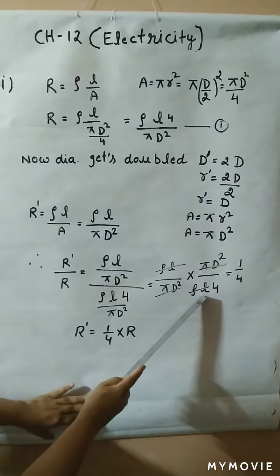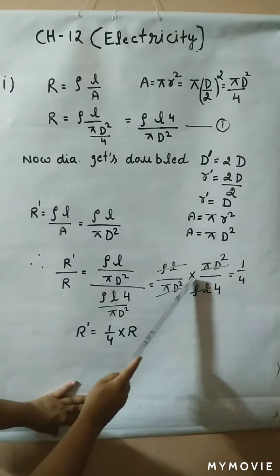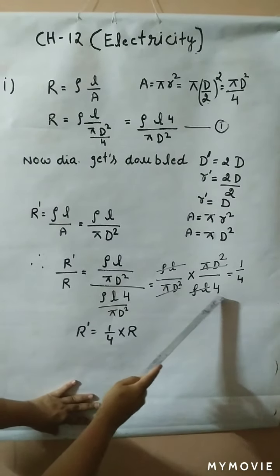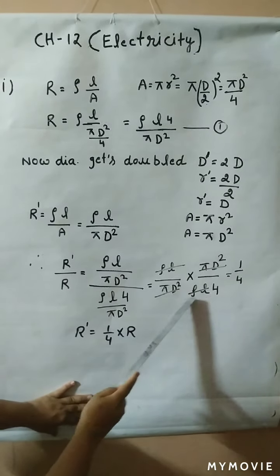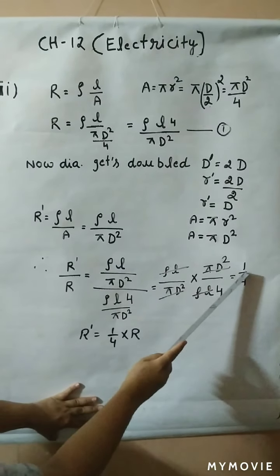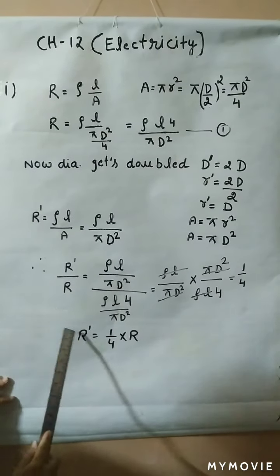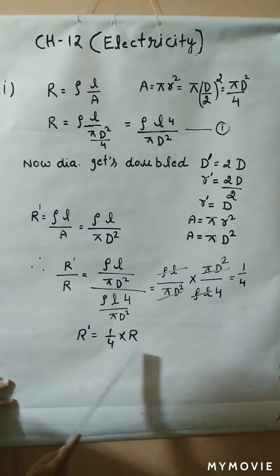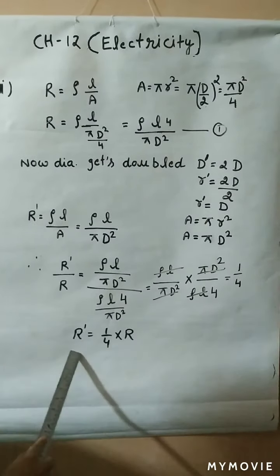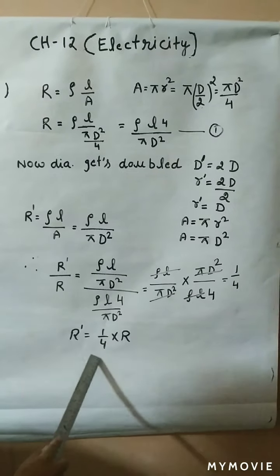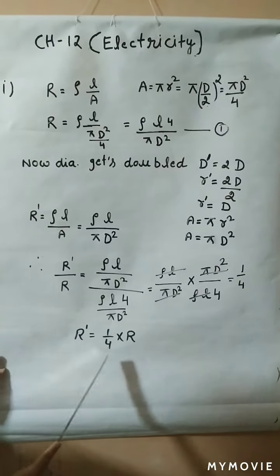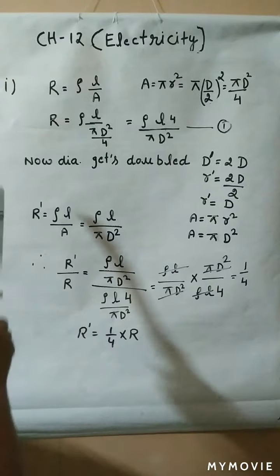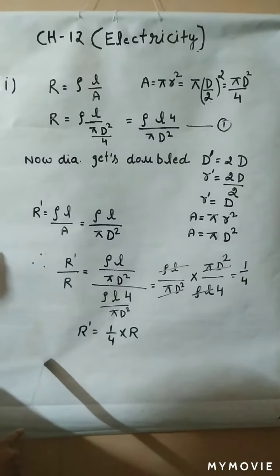So cross multiply it. So rho L pi d square into pi d square upon rho L into 4. Then rho L will cancel out. Pi d square will also cancel out. And you will get 1 by 4. So what is the new resistance? 1 by 4. This will get cross multiplied here. You will get R. What does it mean? The new resistance will become 1 by 4 times if you double the diameter of the wire. So this is all about the second part of the question.